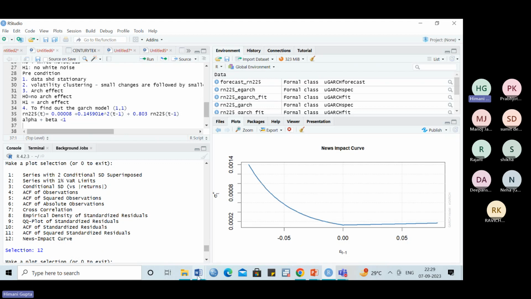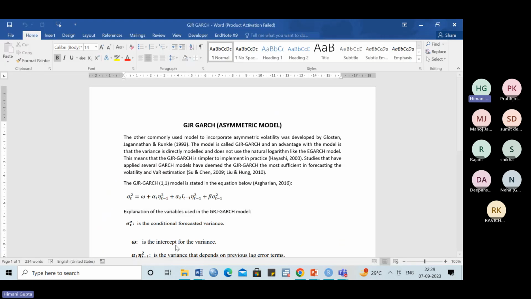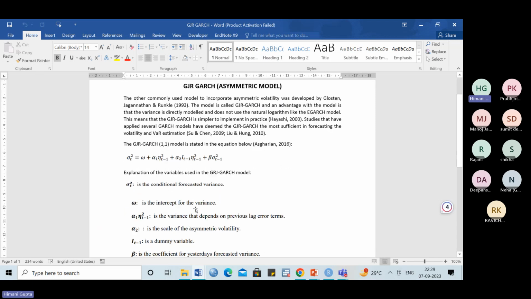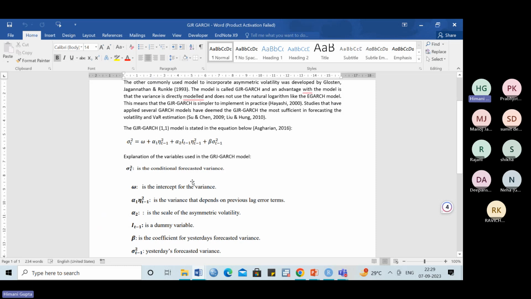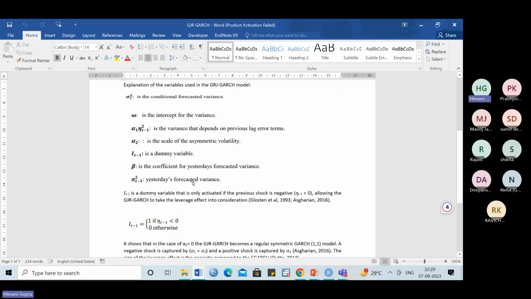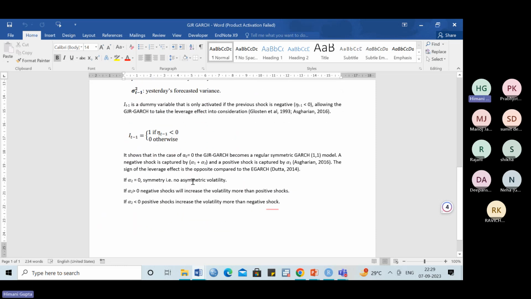Now, let's move to your GJR GARCH. GJR GARCH was invented in 1993. And what does it say? In this we are using one dummy variable. That means we will be using 1 and 0 for the volatility, and it will give you the opposite result. If you remember what we have learned in your EGARCH, I have written alpha 2 over here, you can use gamma.